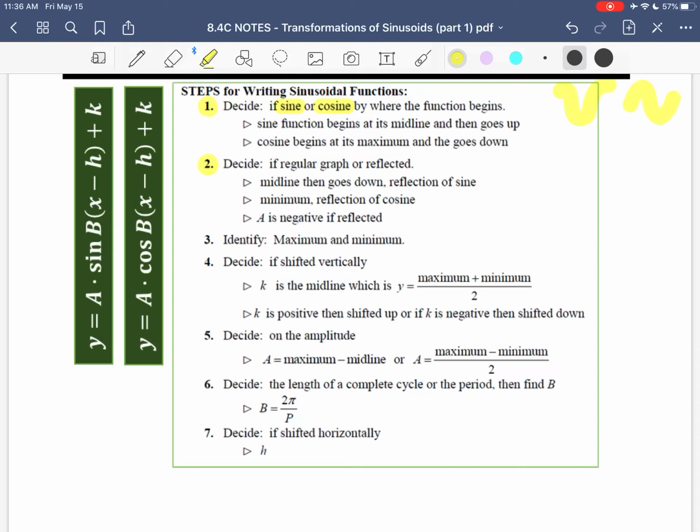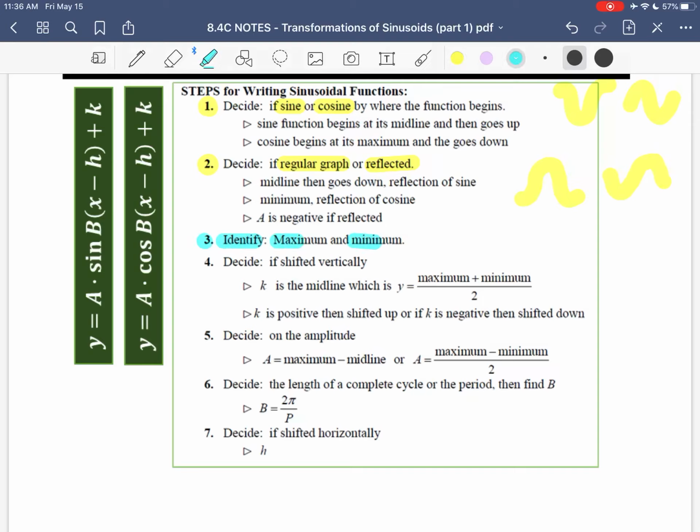Okay, after that, once you've decided whether you should use sine or cosine, then we can decide if it should be reflected or not. Like, does it actually start at the bottom and go up if it's cosine, or does it start in the middle and then go down and then up? Should it be reflected?